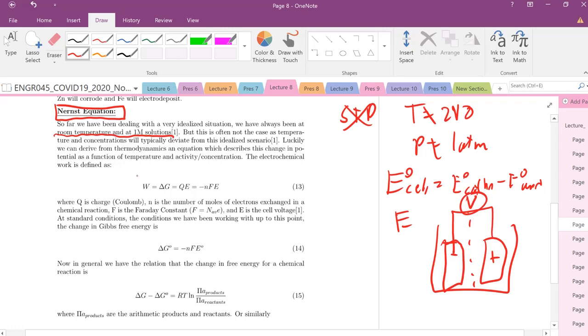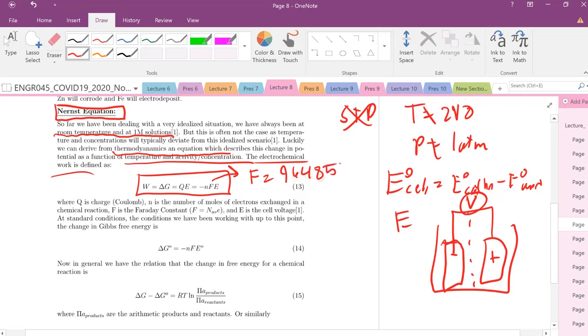Well, you can derive it basically from thermodynamics. It gives the change of potential as a function of temperature and activity or concentration. So you'll see this term, electrochemical work. Work is defined as this, where F is Faraday's constant, which is equal to 96485 coulombs. E is your cell voltage, as you see here, and n is just the number of moles of electrons. So for all these problems, whenever we had 2e minus, n would be equal to 2 here. So far, the E that we've been calculating here is for this equation, whereas just your potential E naught right here.